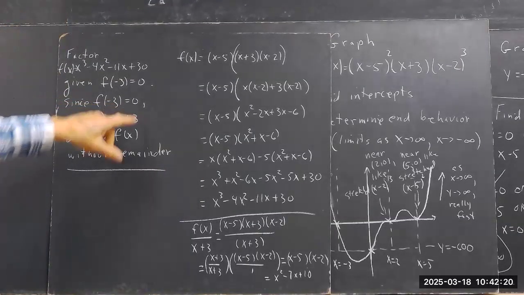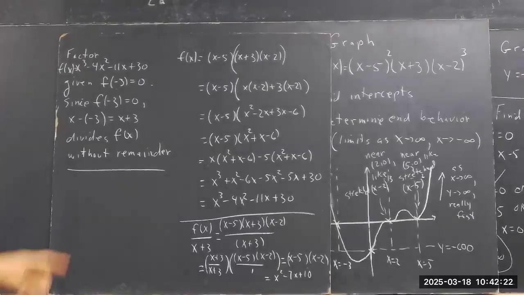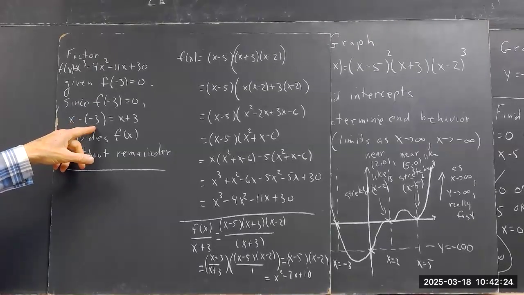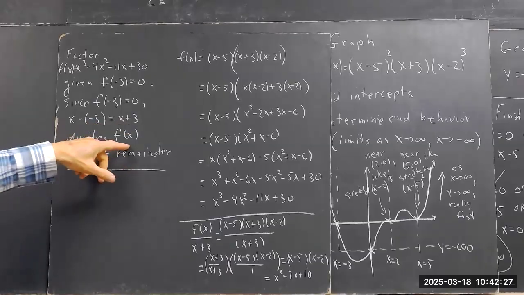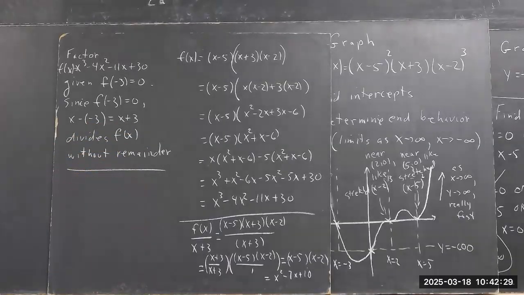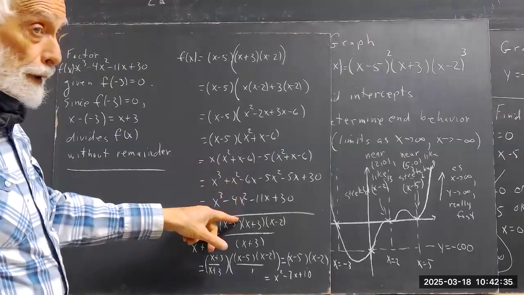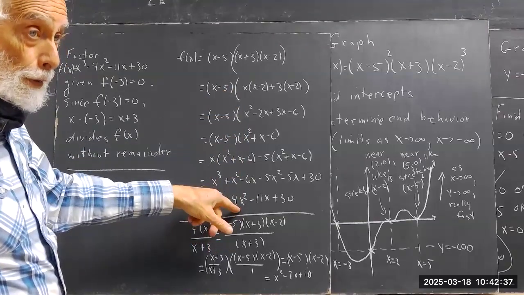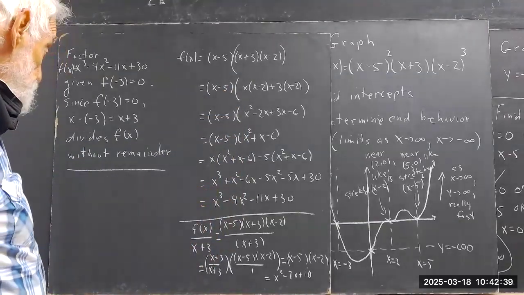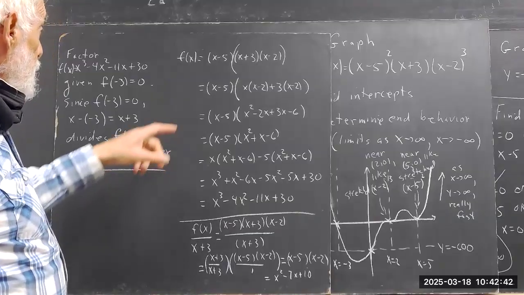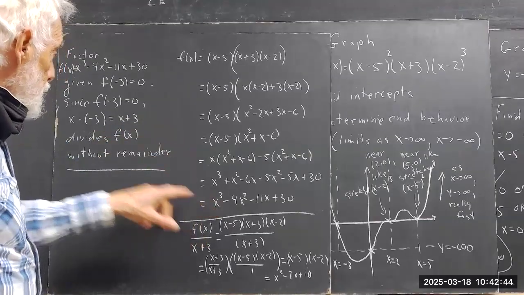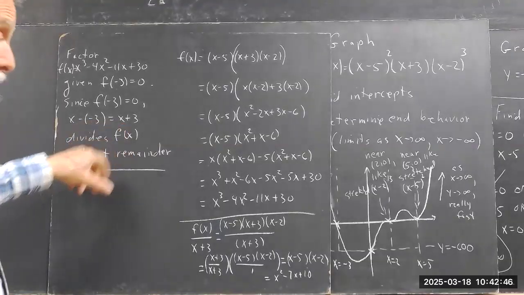Say if f of negative 3 equals 0, that x minus negative 3, which is equal to x plus 3, divides f of x without any remainder. Now we know it's going to divide without remainder if I did all this right. And we'll see whether I did all this right. But we're going to divide this expression by x plus 3.